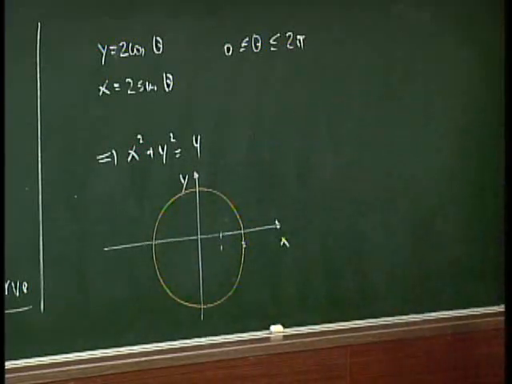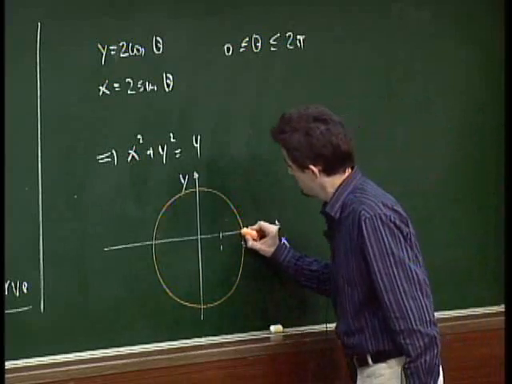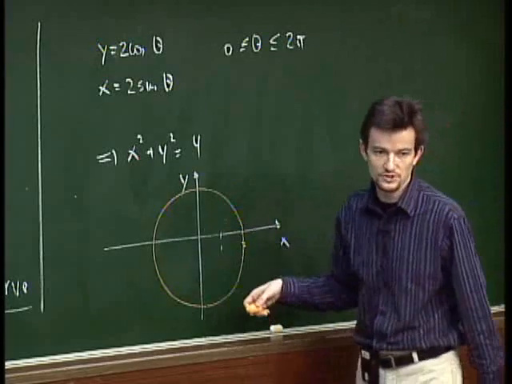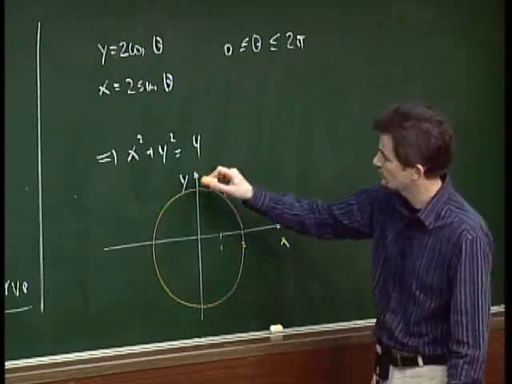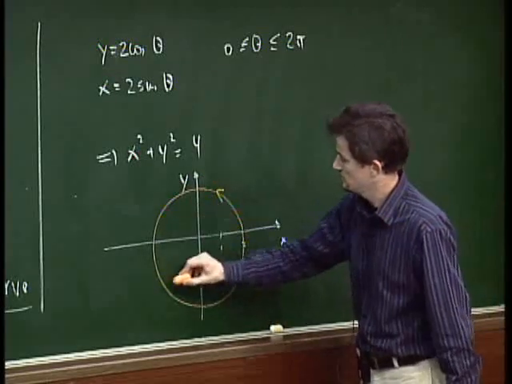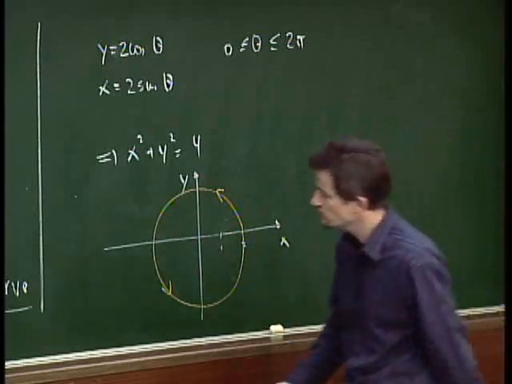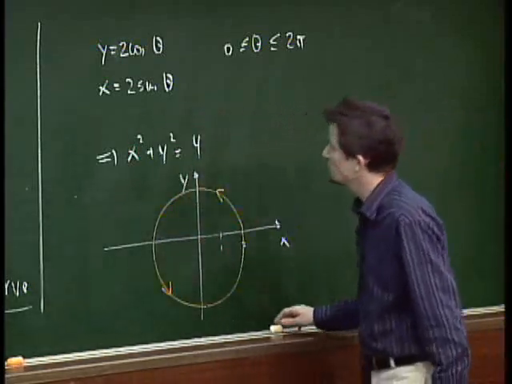And we see that the initial point is here. And we are moving around the circle in what in mathematics we normally call the positive direction, which is counterclockwise. So we move around like this. You have to know this. Okay, so what you see here is the parametric curve.